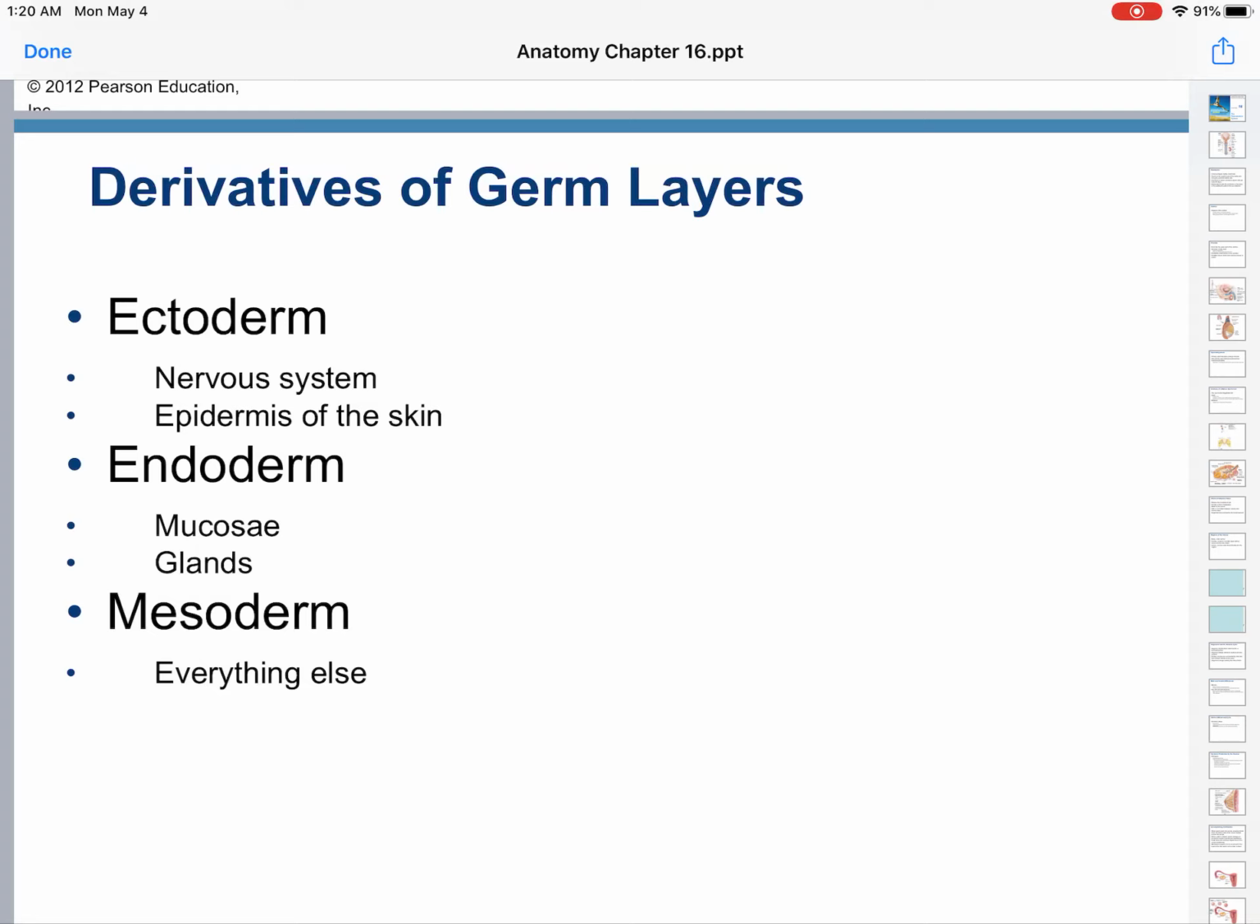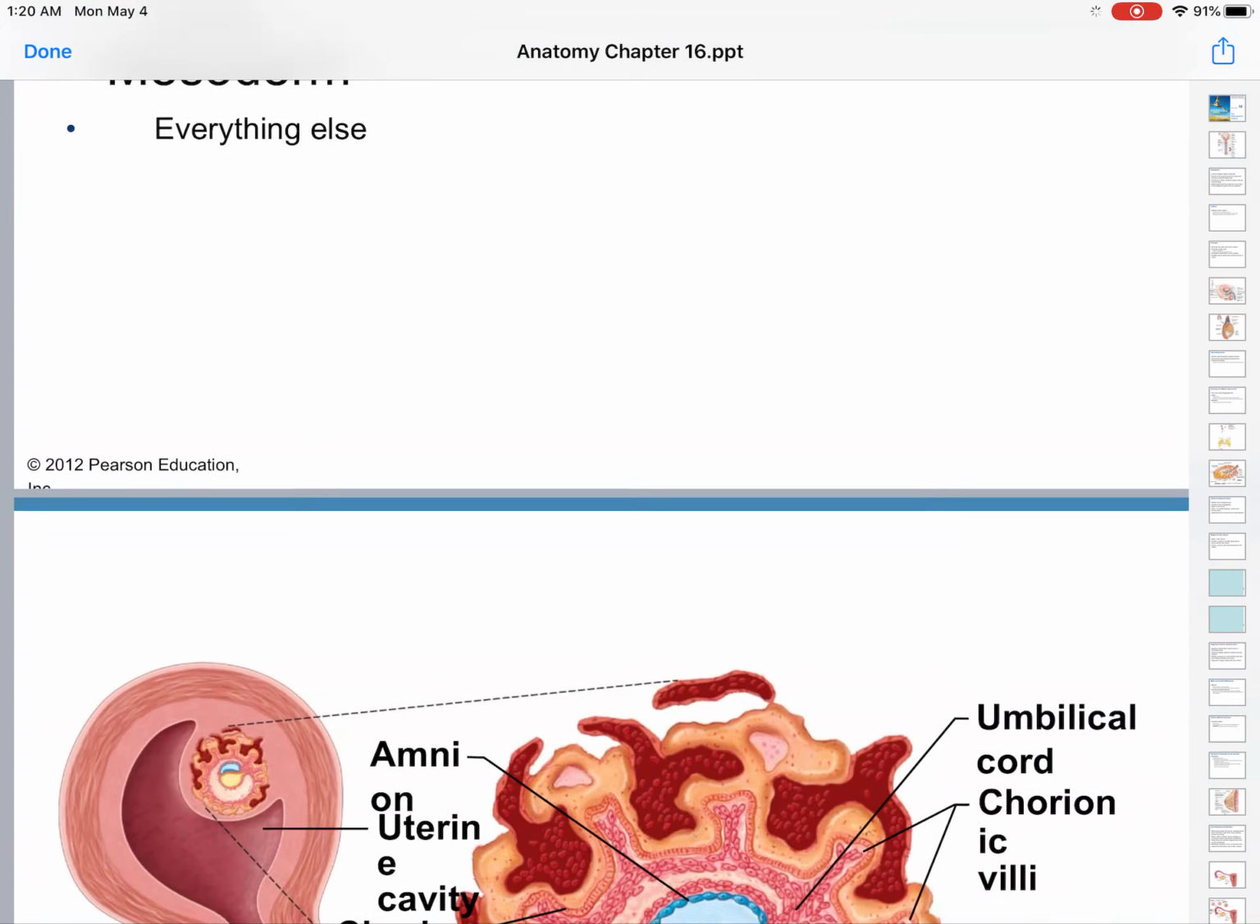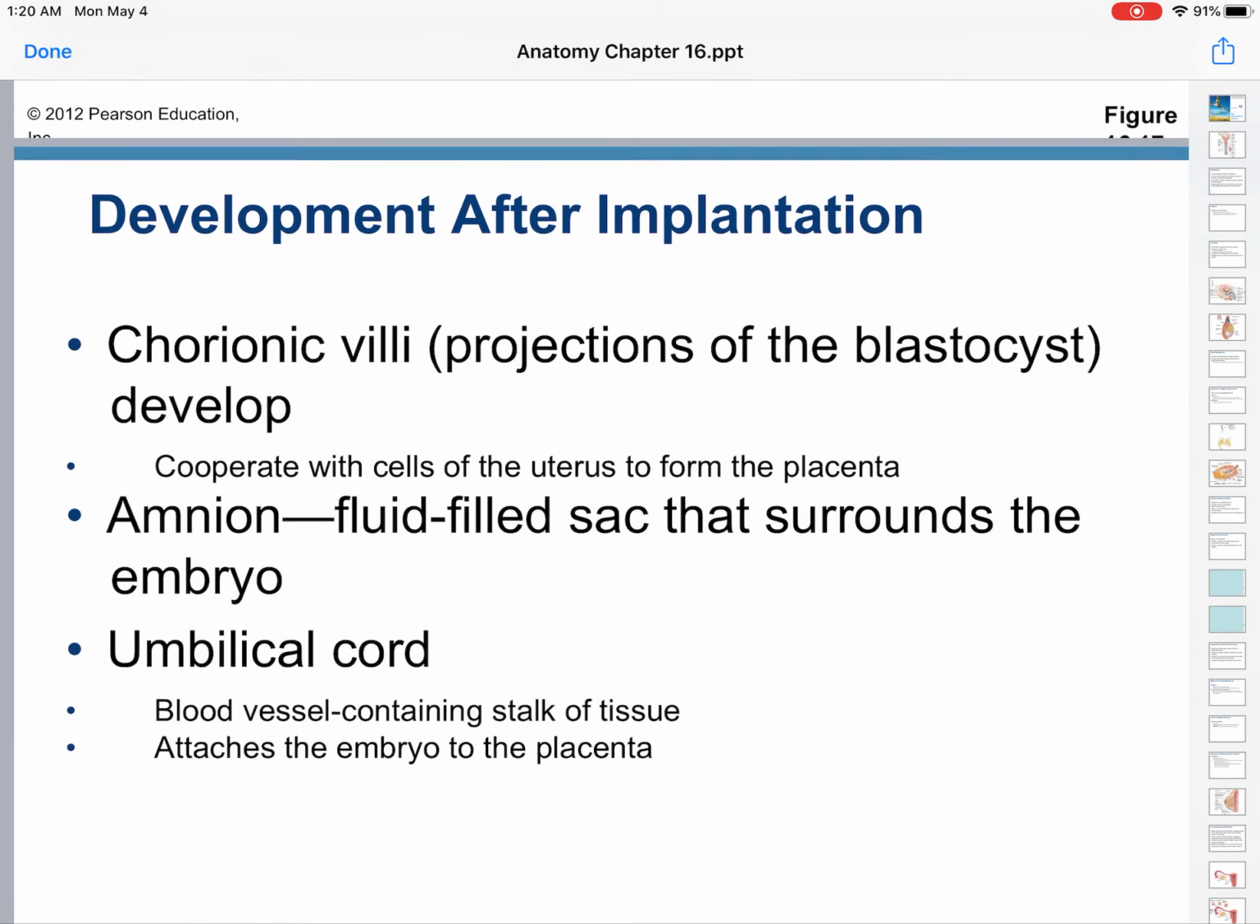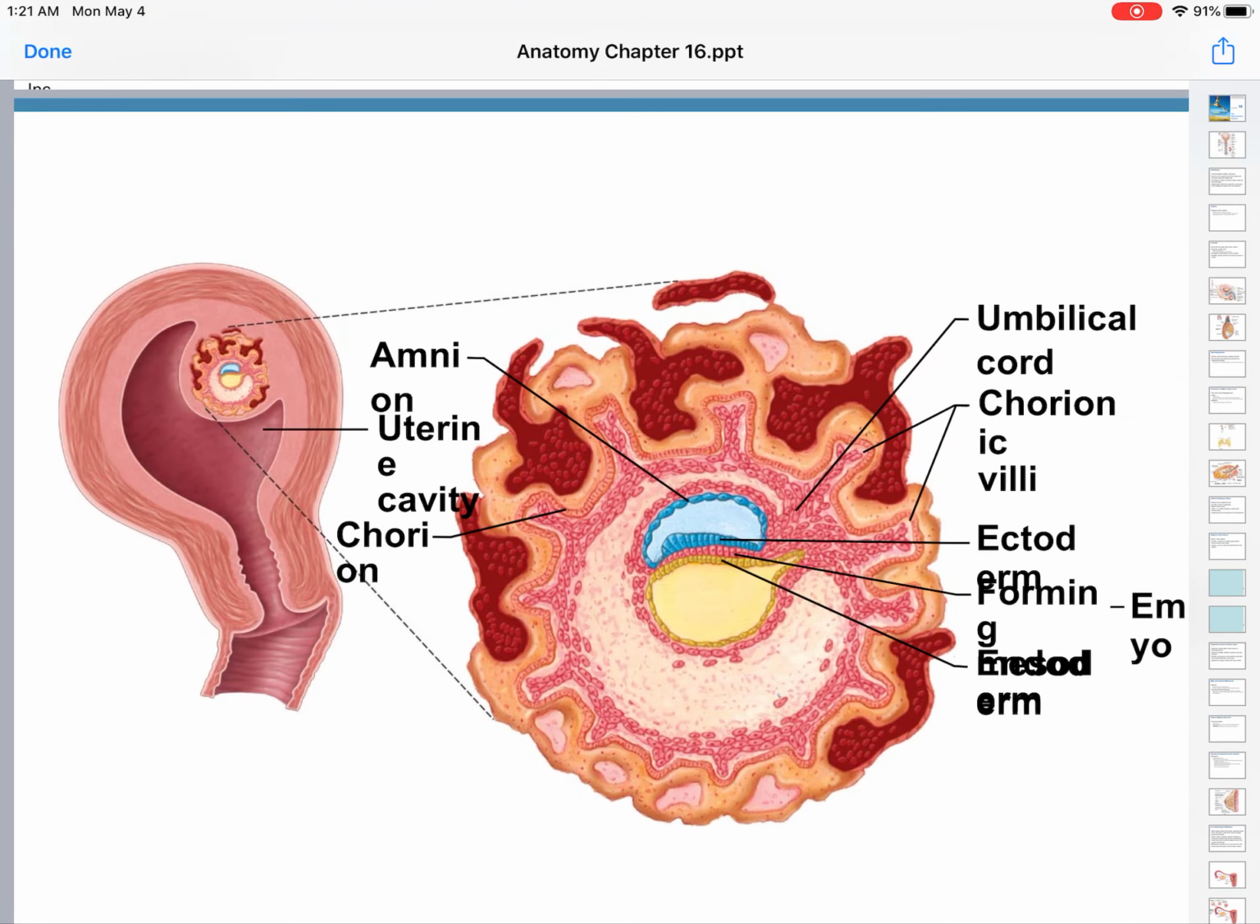Ectoderm becomes your nervous system and the epidermis of your skin. Since ecto is the outside, it becomes what is close to the outside of your body, the outside of your skin, and the nerves, since the nerves, often with pressure sensors, are attached to the outside of your skin. The endoderm becomes your mucosa, all the mucus layers of your body, while also becoming your glands. And the mesoderm, the middle, everything else in your body develops from the mesoderm.